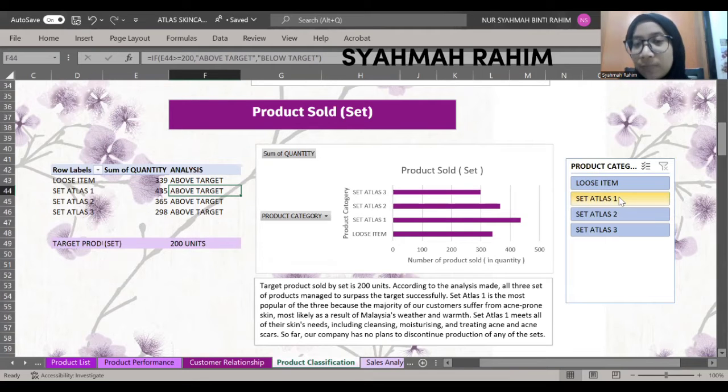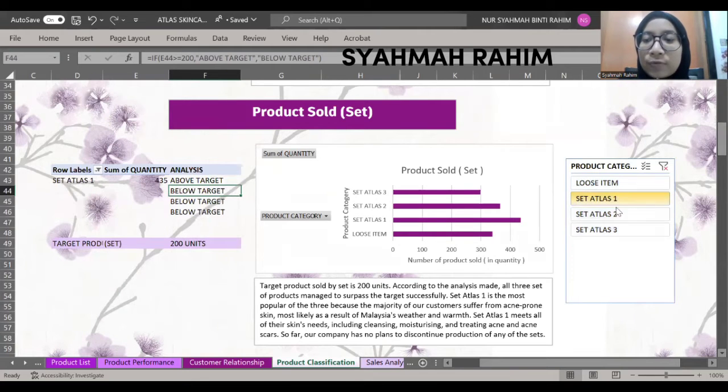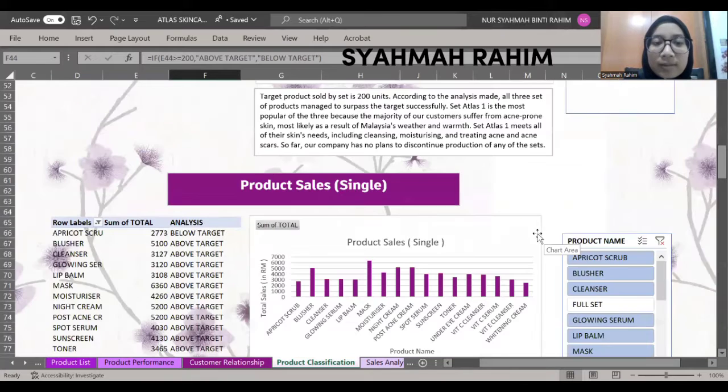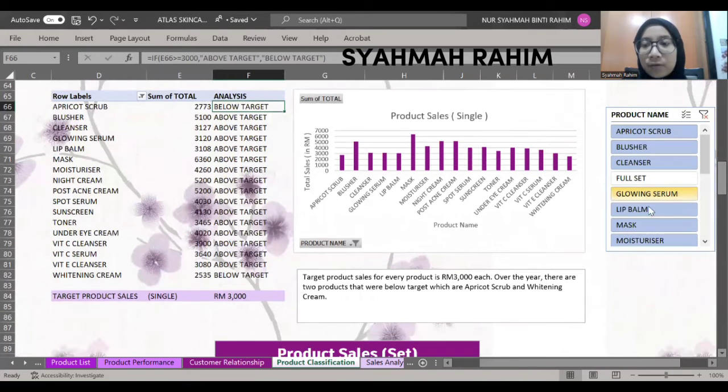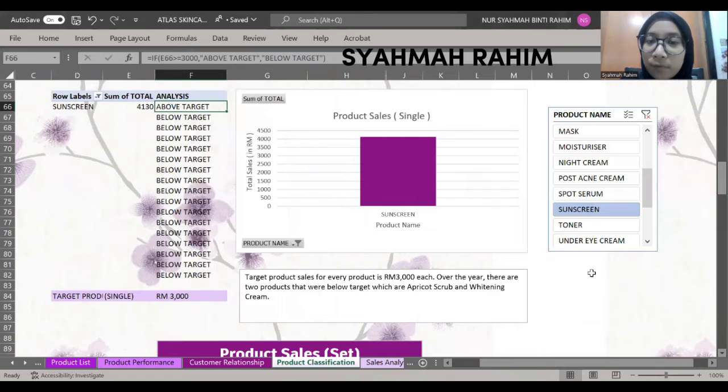Similar to the previous one, we also put slicers. Next is product sales by single item. Here we also use a pivot table and if formula to determine whether above target or below target. The target product sale for every product is 3,000 ringgit each, and over the year there are 2 products that are below target, which are apricot scrub and whitening cream. Also we put slicers for us to see more clearly on the product.